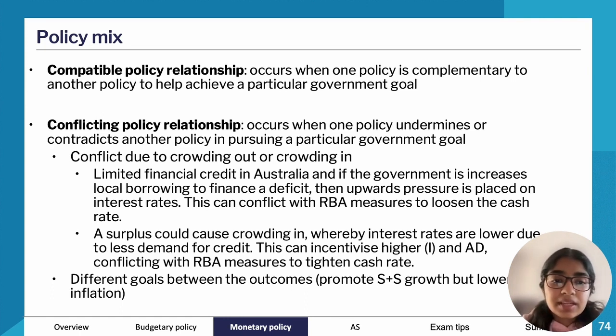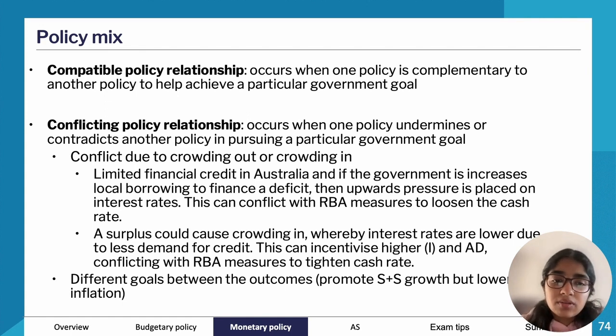Same thing with the surplus, like crowding in. When the government is borrowing less money, paying back the money to local accounts, interest rates are lower, because there's less demand for credit from the government. And this can actually increase investment and aggregate demand, and it can conflict with the RBA, which is trying to increase our cash rate. So that's where it can start to get a bit conflicting.